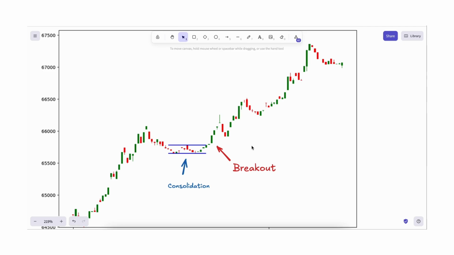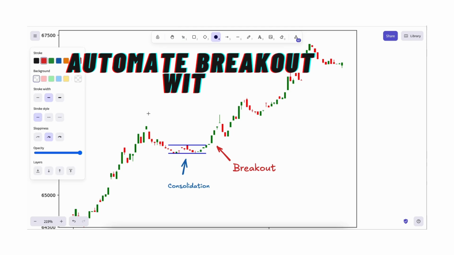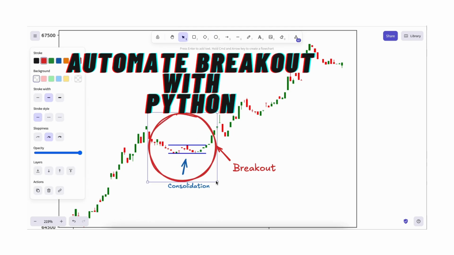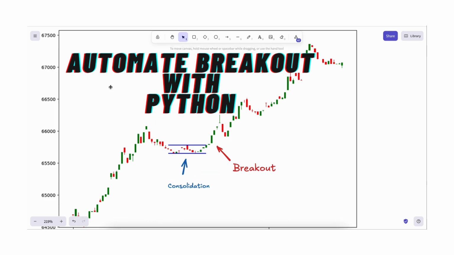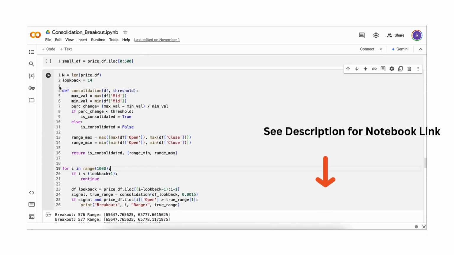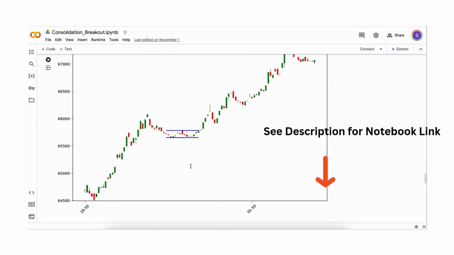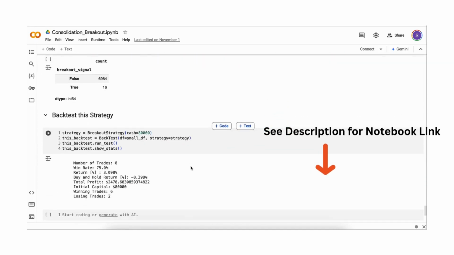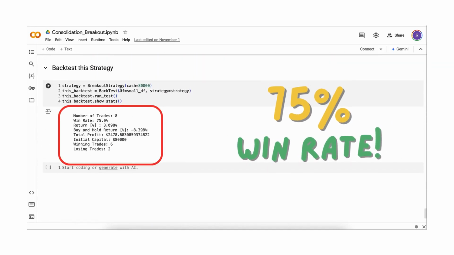Today we are going to talk about an extremely simple strategy. How do we, in an automated fashion in Python, identify such regions of stock consolidation and breakouts so that we can trade these breakouts? I'm going to help you define a function in Python which is going to identify such areas of consolidation, and then we are going to backtest this on Bitcoin data.